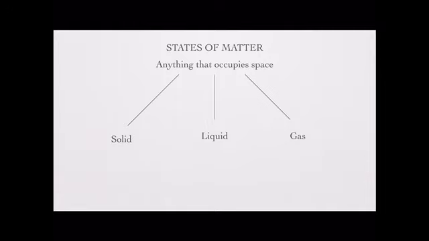So, what is matter? Matter is anything that occupies space. Can you imagine something which does not occupy space or volume? No, you can't imagine anything on Earth that does not occupy space or volume. Everything is made up of matter. That's the conclusion of this activity. And there are three types of matter: solids, liquids, and gases.